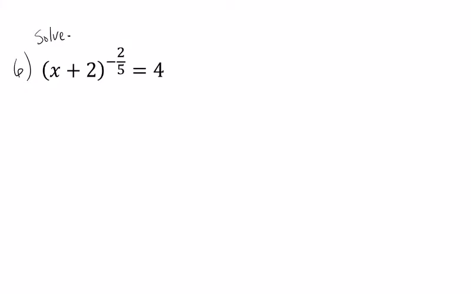Alright, so here's another equation with a rational exponent. So the first thing we want to do is isolate the exponential expression. And so in this case, we have x plus 2 to the negative 2/5 power. And so first thing I want to get rid of is the fifth. So I'm going to raise both sides to the 5th power.